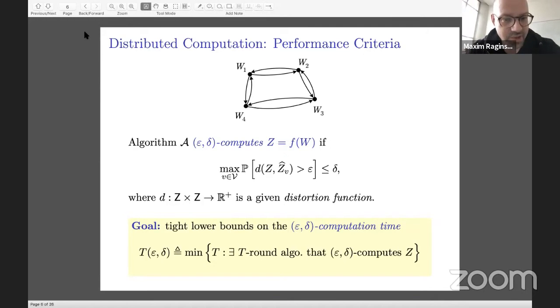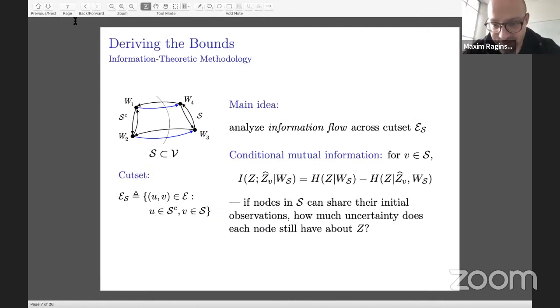Okay, so how are we going to do this? Here's a strategy. The main idea is really to look at cut sets in this graph. If I partition the set of vertices into two disjoint subsets, S and S complement, I would like to look at the flow of information from the complement of S into S. So the cut set E sub S consists of all the edges that flow from the complement of S into S. So whenever we have E sub S, this always denotes the set of nodes receiving information.